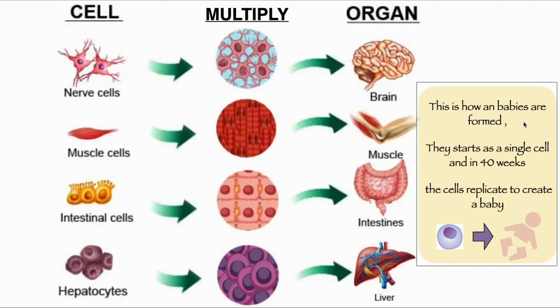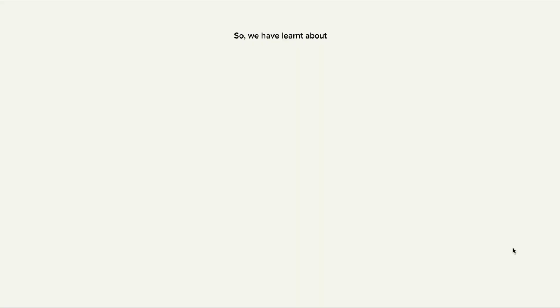This is how babies are formed. They start as a single cell, and in 40 weeks, one single cell replicates to create this entire baby.